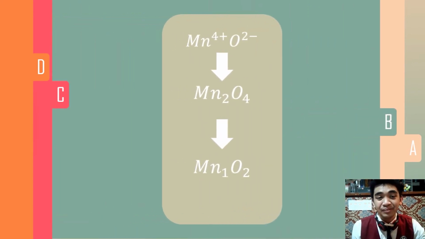So the next step is to do the crisscross method. So oxygen will now have 4 and Mn will now have the 2. We all know that 2 and 4 are both divisible by 2, so we will divide it. And the answer will be Mn1O2. So this is the easiest way to determine the symbol of the compound, but I've provided another great way to solve this.